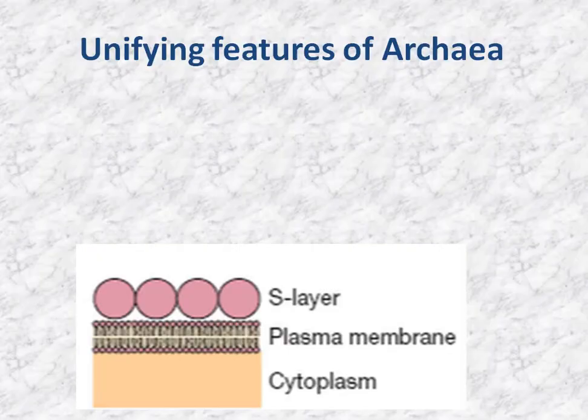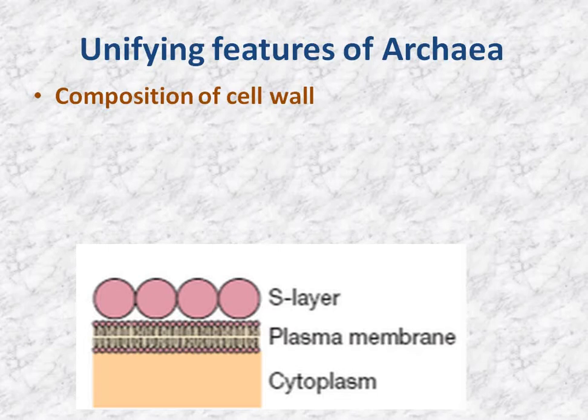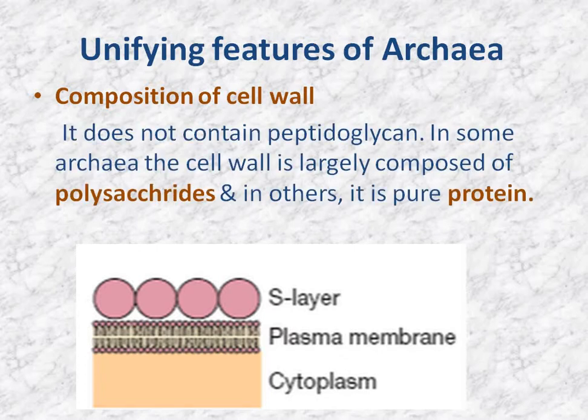Now, what are the features of archaea? First of all, as I told you, archaea are different from bacteria on the basis of cell wall composition. Remember, bacteria have a cell wall made up of a molecule called peptidoglycan or murein. Archaea do not contain peptidoglycan, but in most cases the cell wall is made up of polysaccharides, and in some archaea it is made up of protein.